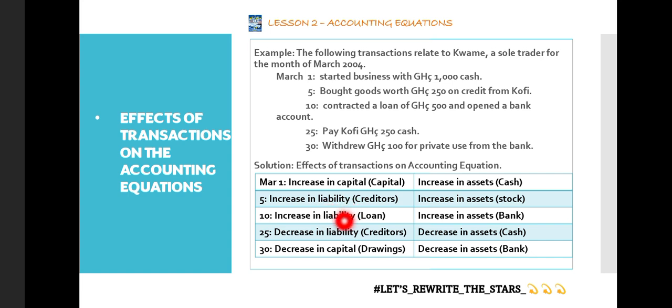So there is an increase in liability, which is the loan, and there is another increase in assets, which is the new bank account we've created for the business. I hope this is very clear.